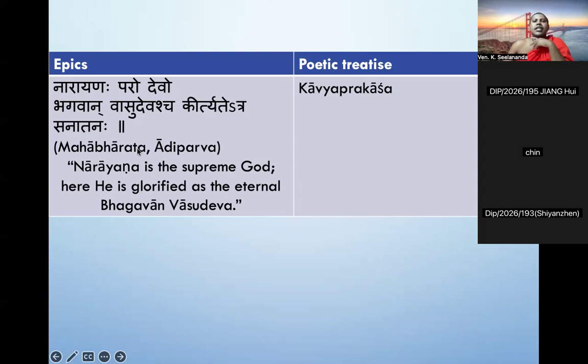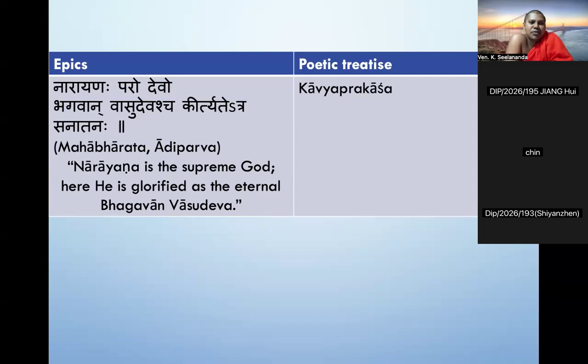This was taken from the Mahabharata, a portion of Adi Parva. This was extracted and mentioned in Kavya Prakasha. Kavya Prakasha is the famous poetic work written by Mammata. Mammata is the author of this Kavya Prakasha.